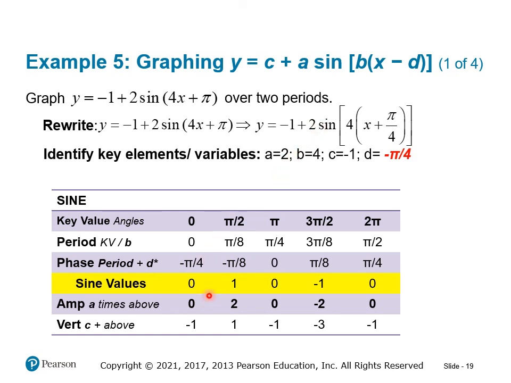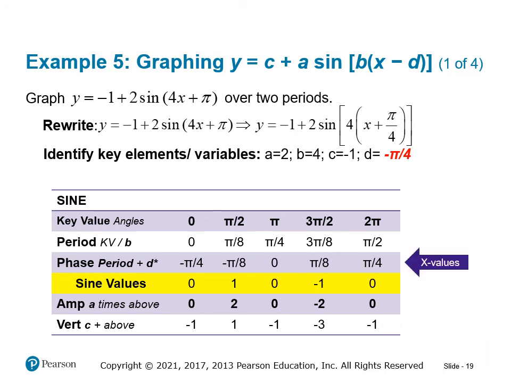So 0 times 2, 1 times 2, 0 times 2, -1 times 2, and 0 times 2. We then add our vertical shift constant, which is -1, c. 0 plus -1, -1, 2 plus -1, 2 minus 1 is 1, 0 plus a -1, -1, -2 plus a -1 is a -3. Be careful there. And 0 plus -1 is -1.